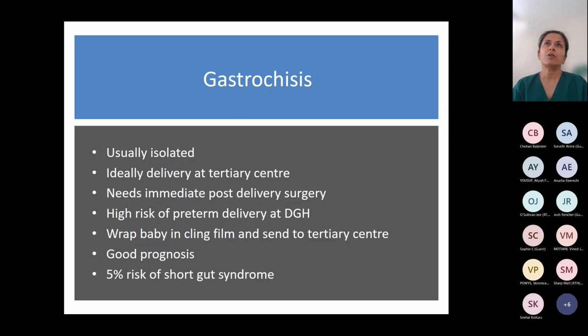Of course, delivery would be planned for a tertiary center, but knowing also when we plan this kind of thing is that it doesn't always work like that, because if the woman lives about 10 steps from here and goes into labor, which often they do when they have gastroschisis, then the first place for them to come is this hospital, and sometimes intrauterine transfer is not possible. If that happens, we cling film the gut with the baby, and then we send the baby to the tertiary center. But the prognosis is mostly very good.